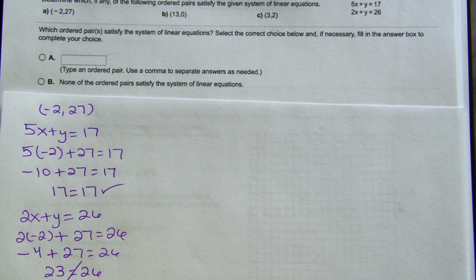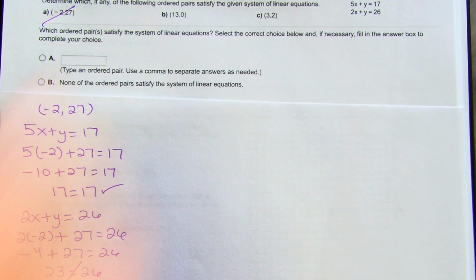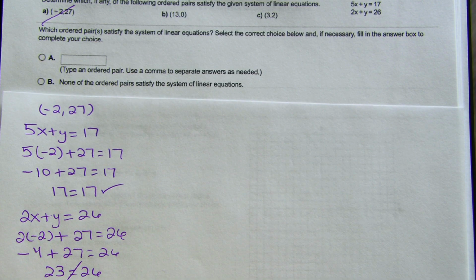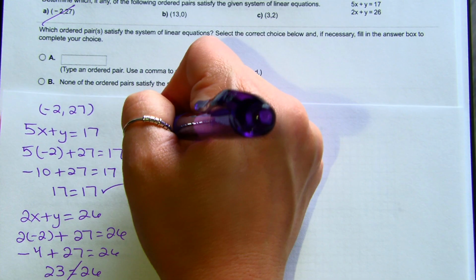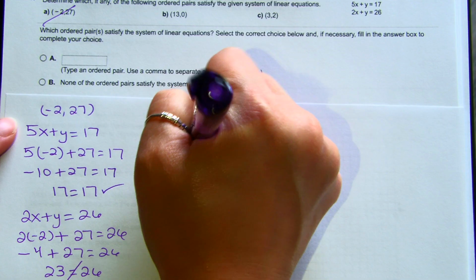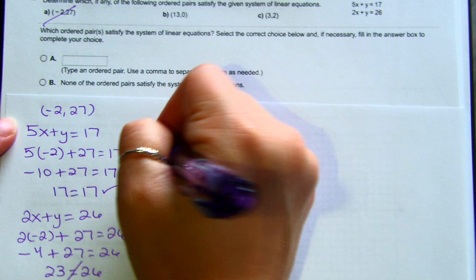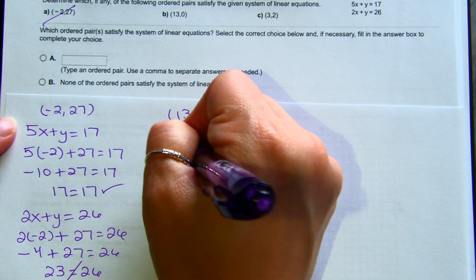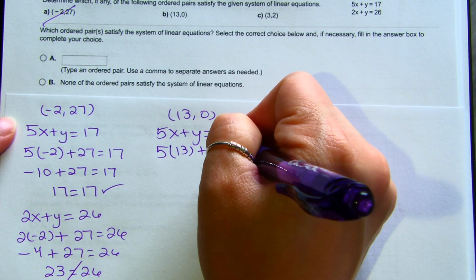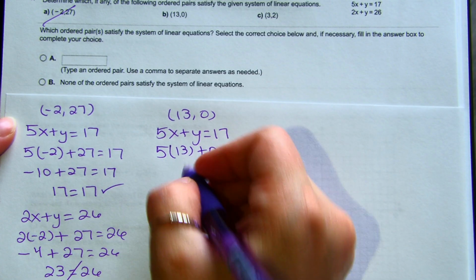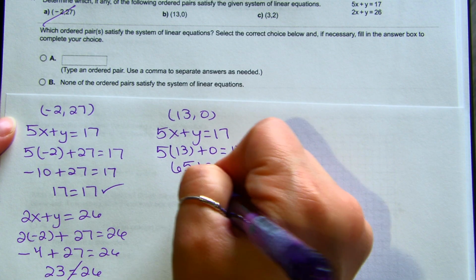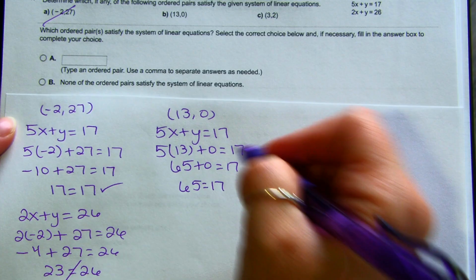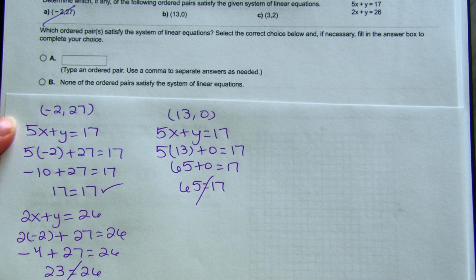Now we'll try 13, 0. And again, we're plugging them in the same equations, the 5x plus y equals 17. Anywhere there's an x, I'm putting 13. Anywhere there's a y, I'm putting 0. 5 times 13 is 65. 65 plus 0 is 65. That does not equal 17, obviously. So actually, we're done at that point. We don't even have to check 13, 0 in the other equation because it already doesn't work for this equation, so it doesn't work for the system. So then we can move on to 3, 2.